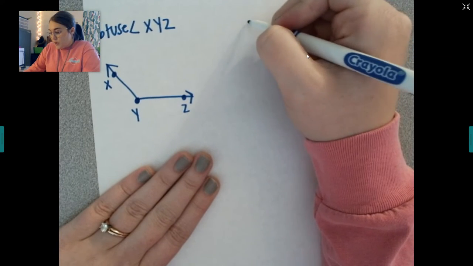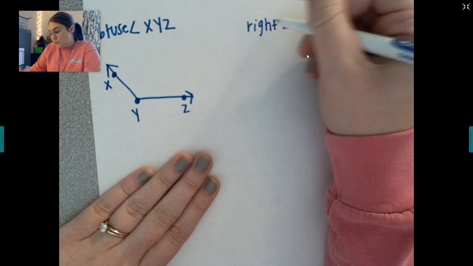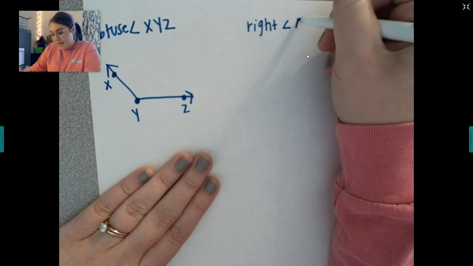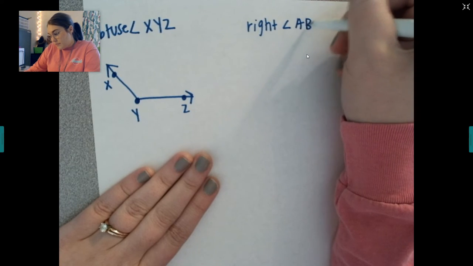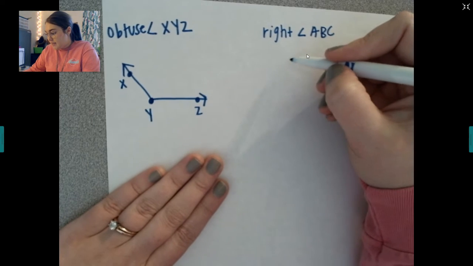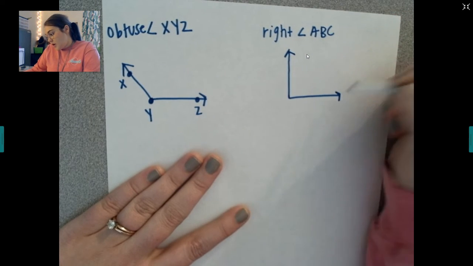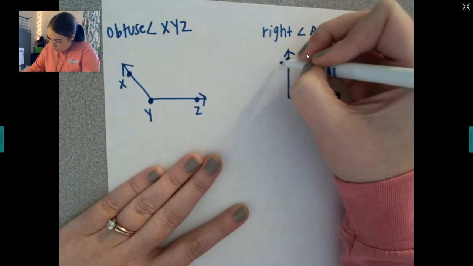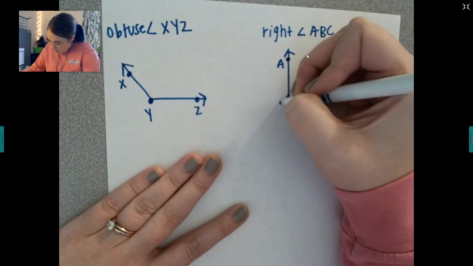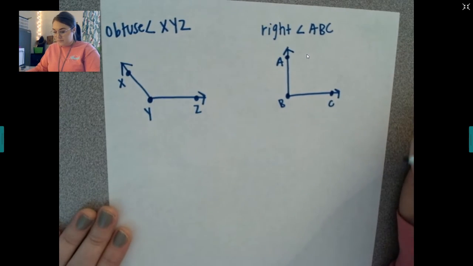If it asks you for a right angle, and it says ABC, that means they want you to draw a right angle and label it ABC. So a right angle looks like an L. I could draw a right angle and label 3 points on it: one at the top, one at the vertex, and one at the end.